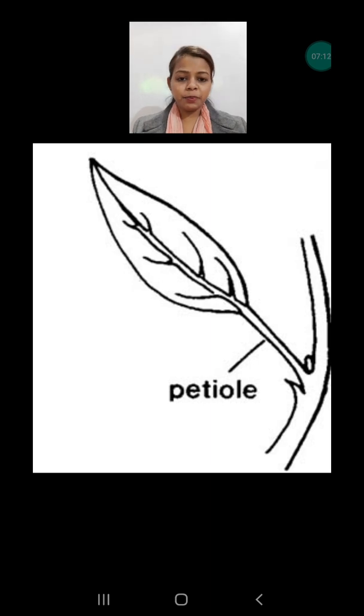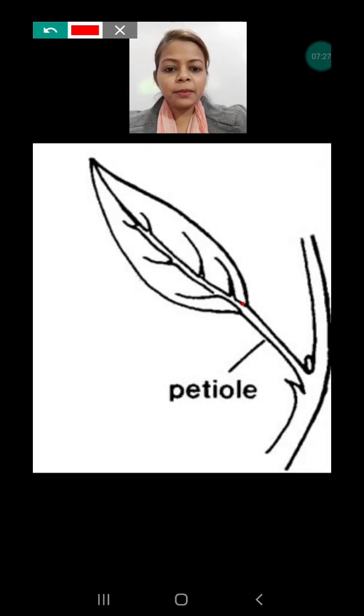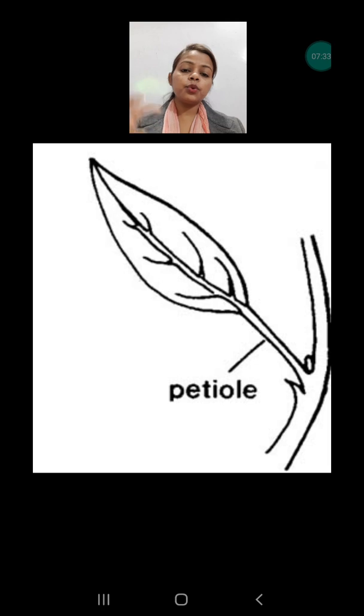The next is petiole. The petiole is one of the very important parts of the leaf. What does it do? It is used to connect the leaf to the branch or stem. You are seeing, this is the petiole, and if you look at it carefully, this petiole is used to connect the leaf to the stem.